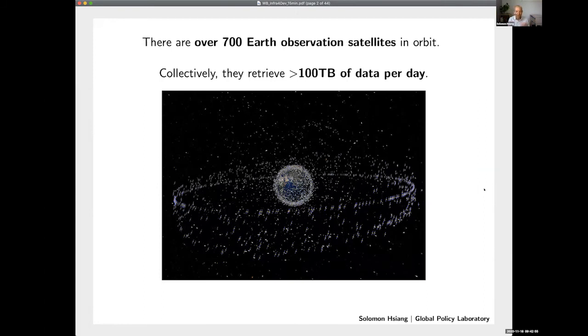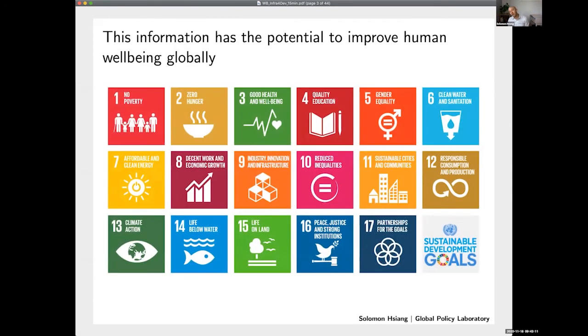We constantly are seeing images from space and all sorts of news reports or different types of studies. And in fact, they're pulling down over 100 terabytes of data a day. This is actually a visualization of the satellites in orbit. So we have all this infrastructure that's out there. We should be using it to achieve the sustainable development goals, tackle different types of global challenges.